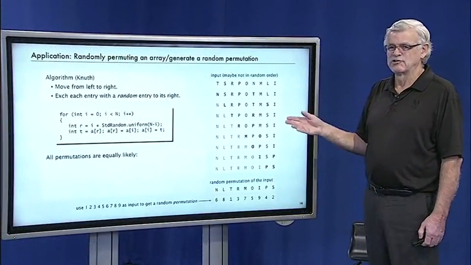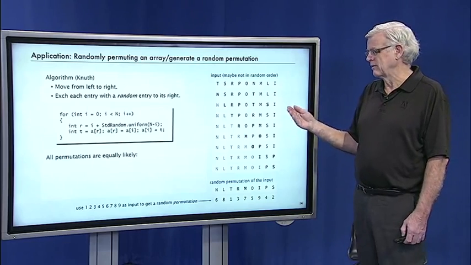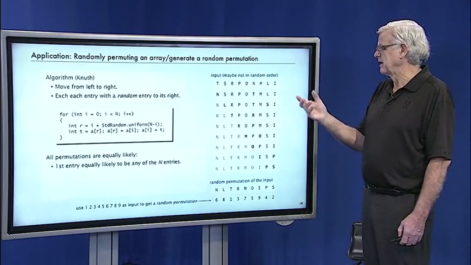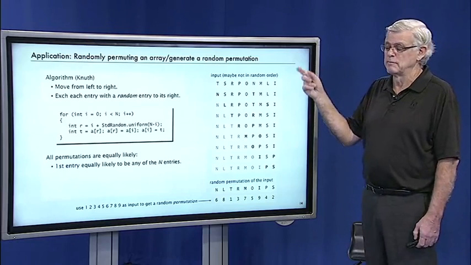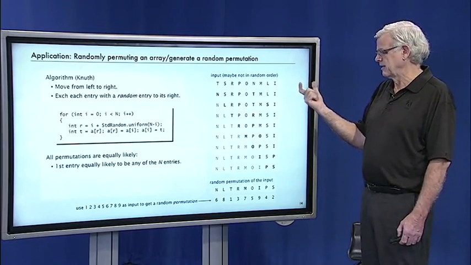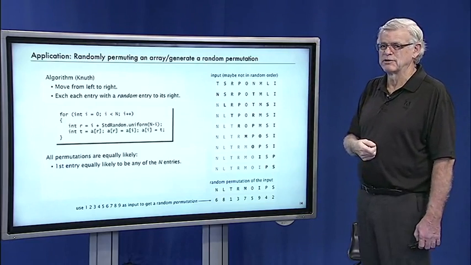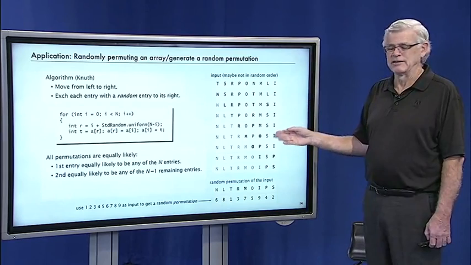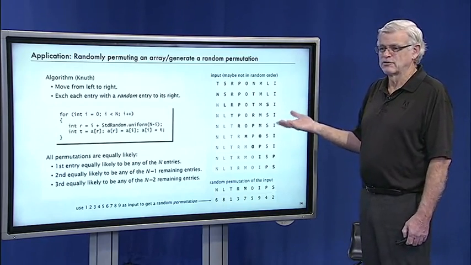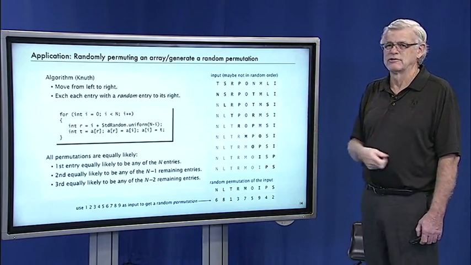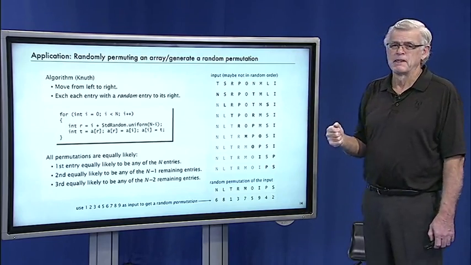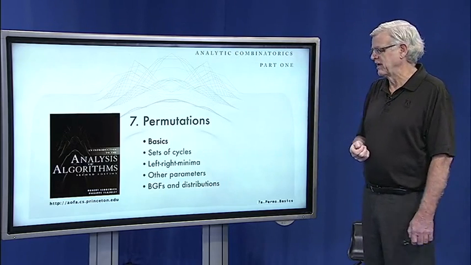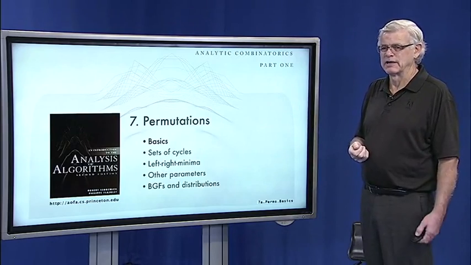And this process generates all permutations with equal likelihood, and that's easy to see. The first entry is equally likely to be any one of the n entries. We're picking any value from 0 to n minus 1 at random. We could get any one of them, so there's n possibilities for the first entry. Similarly, there's n minus 1 possibilities for the second entry, and so forth. So there's a total of n factorial different choices, different permutations that are possible to be generated, and they're all equally likely. That's the basic properties of permutations, and next we'll go into looking at analyzing some of them.